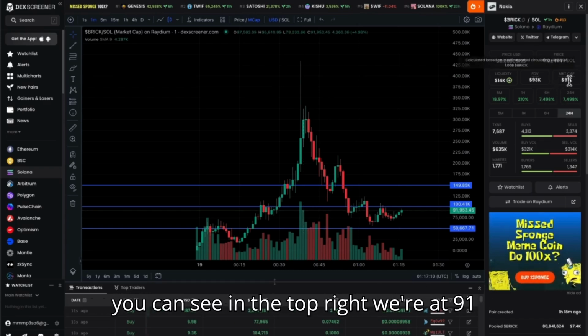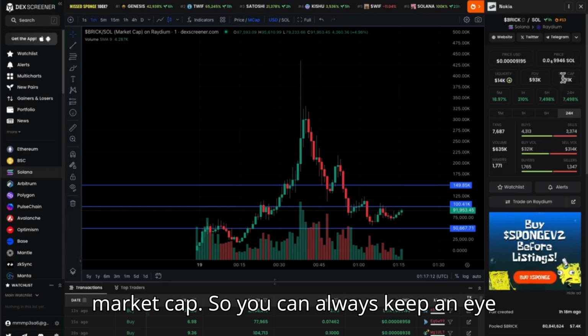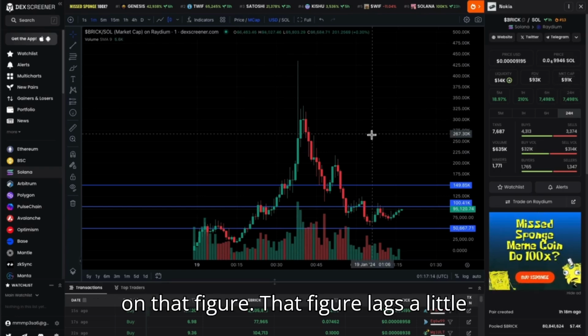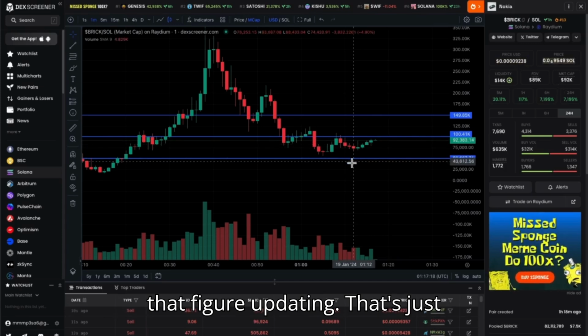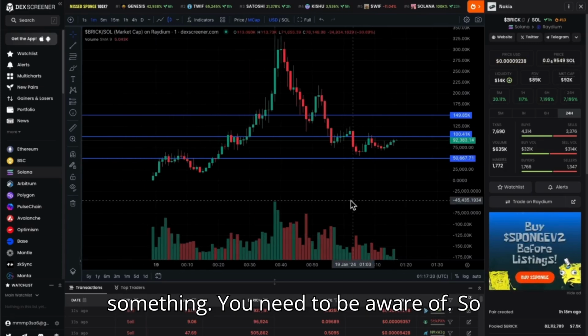And at the moment, you can see in the top right, we're at 91K market cap. So you can always keep an eye on that figure. That figure lags a little bit, so the chart is actually faster than that figure updating. That's just something you need to be aware of.